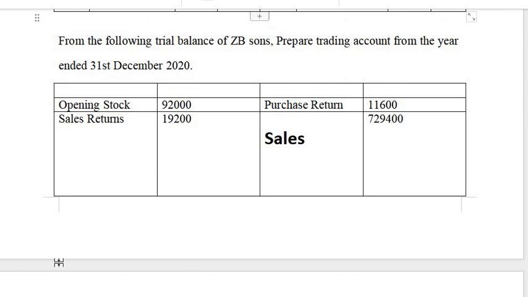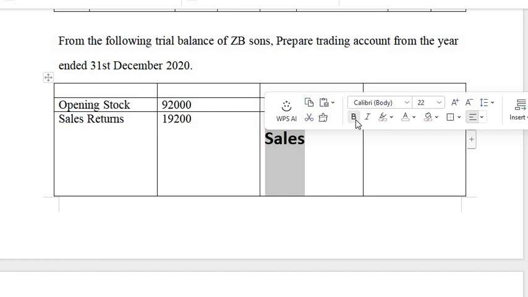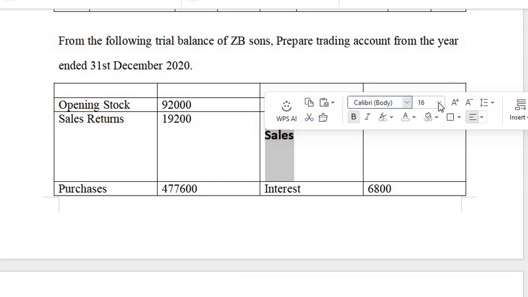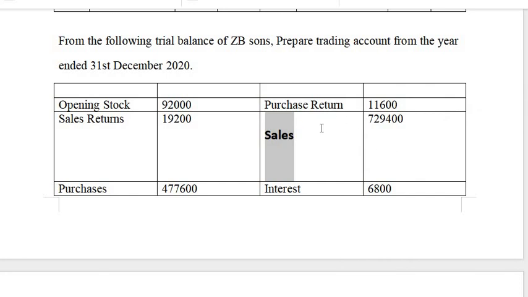So in this problem we are going to prepare the trading account and P&L account. In this question, from the following, prepare trading and profit and loss account.